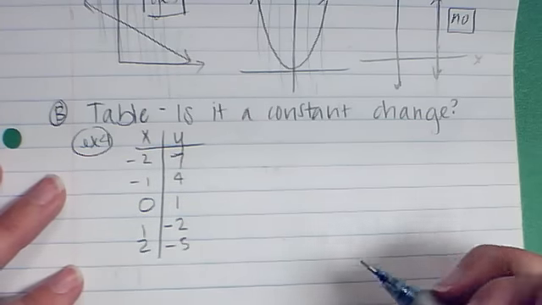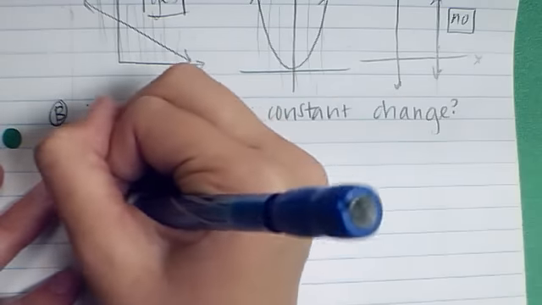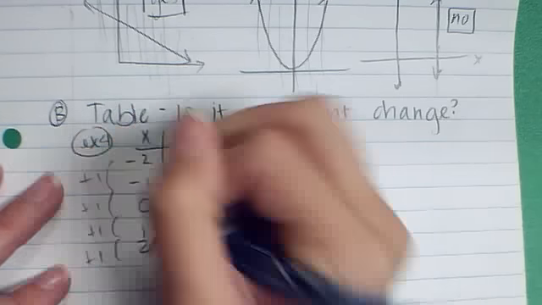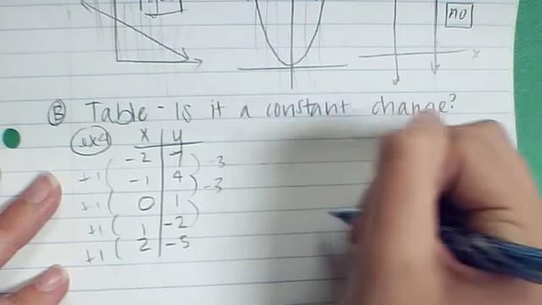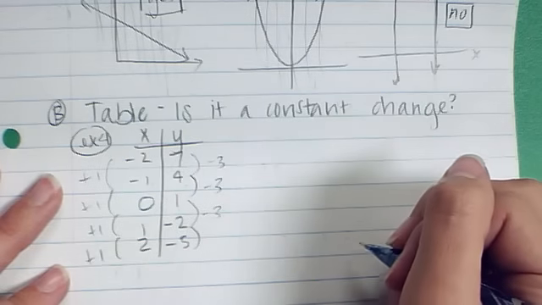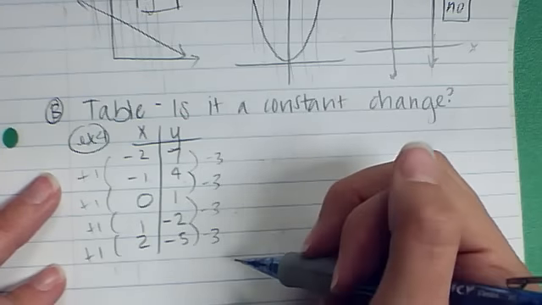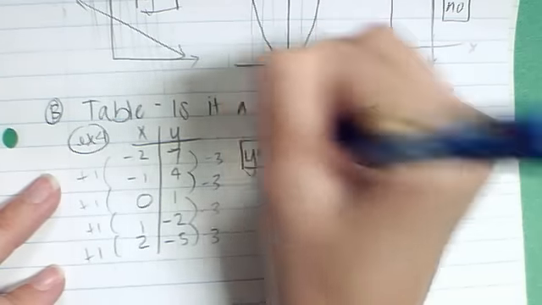What I want to do is list the change. From here to here, I added 1. From here to here, I added 1. And all the way down, it stays the same. To get from 1 to 2, I add 1. To get from 7 to 4, I would subtract 3. To get from 4 to 1, I subtract 3. To get from 1 to -2, I subtract 3. And to get from -2 to -5, I also subtract 3. So in each case, the change is the same, meaning it's constant. And yes, this one is a linear function.